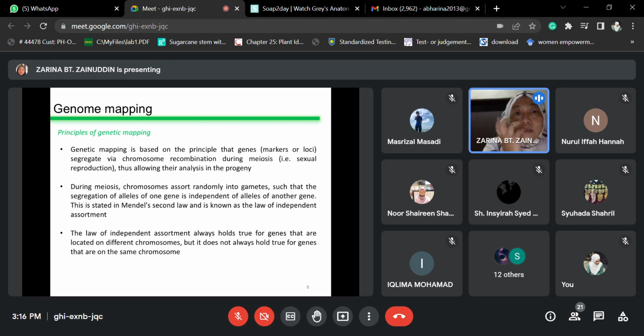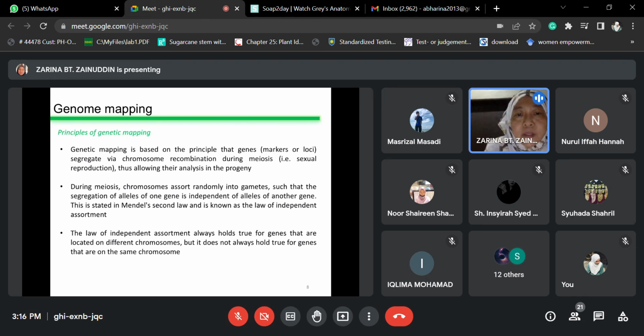Okay, like I said, genetic mapping is actually based on the recombination process of chromosomes during meiosis. Okay, so it's based on the principle that genes, or markers or loci, segregate via chromosome recombination during meiosis, which allows their analysis in the progeny. So you know during meiosis, chromosomes assort randomly into gametes, such that the segregation of alleles of one gene is independent of alleles of another gene. Okay, so basically Dr. Latif already explained, this is stated in Mendel's second law and it is known as the law of independent assortment.